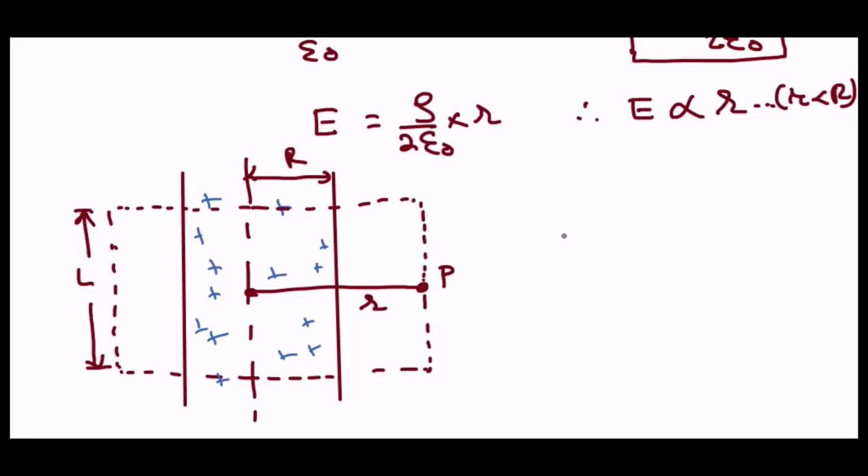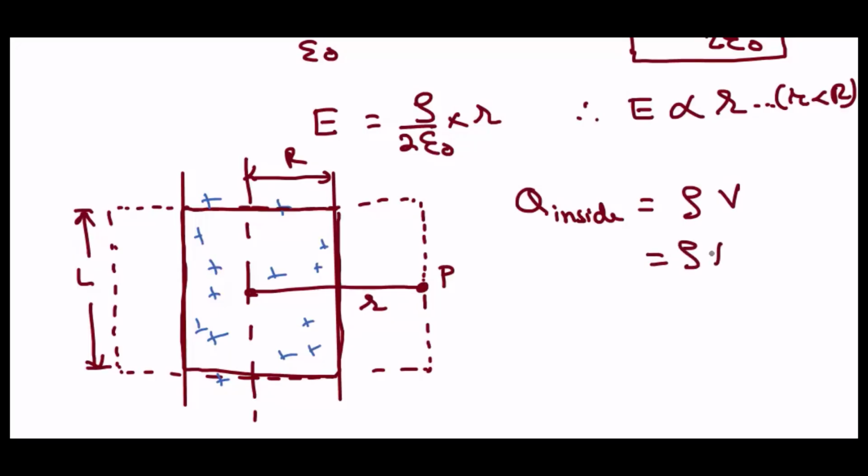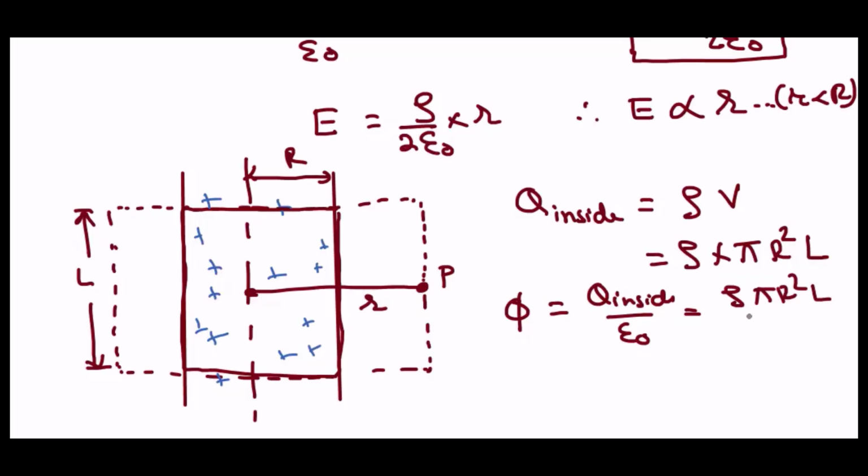So the first equation, phi is equal to q inside upon epsilon naught. So let us first find out q inside. Q inside is the charge inside this particular cylinder, this much volume. And that will be equal to rho into volume of that cylinder, which will be rho into pi R square L. Please note that here now we have capital R. In the previous case we had small r. In this case we have R square L. So we now know q inside. So electric flux will be q inside by epsilon naught is equal to rho pi R square L by epsilon naught.